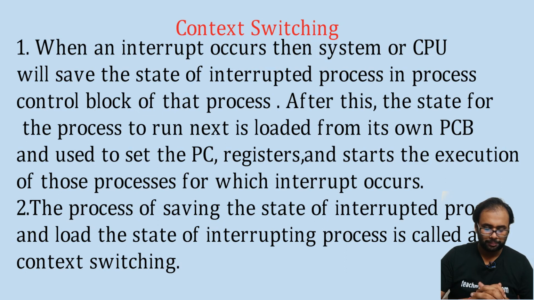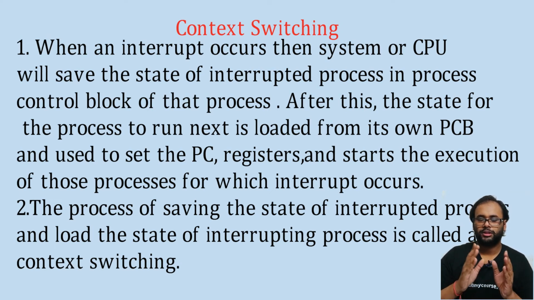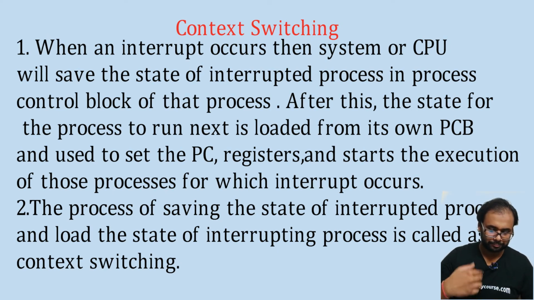So what actually happens? The interrupted process, how does CPU get back to the interrupted process? Like a process is interrupted. Now how does CPU know from where to begin the execution? It will not start from the start of the execution of the process. So it will save the state of the process under execution and then will start from there on. After this, the state for the process to run next is loaded from its own process control block and used to set the PC registers and start the execution of those processes for which the interrupt occurs.